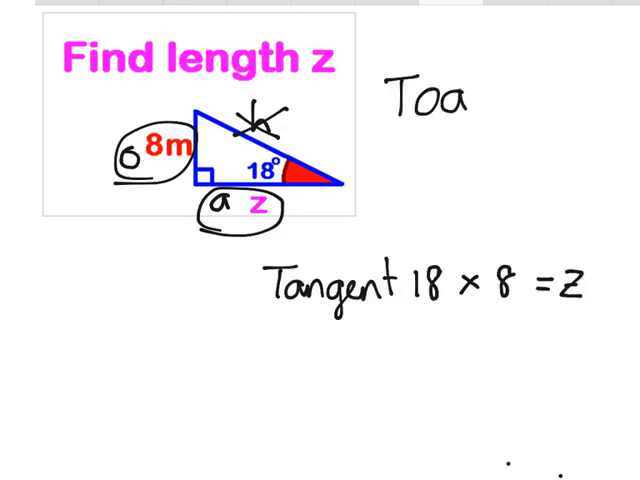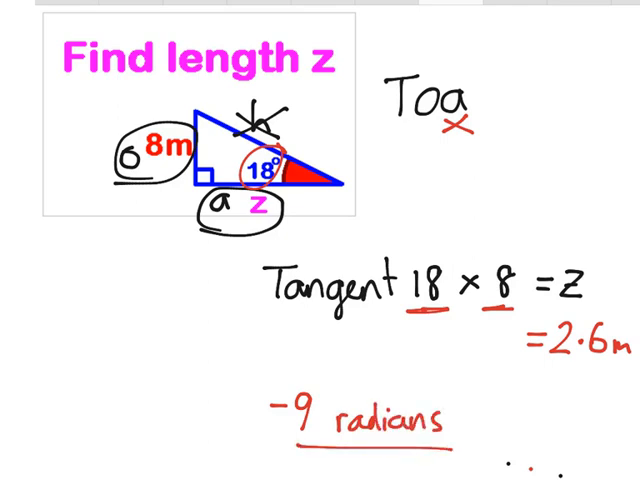Always take the tangent of the angle and times it by the adjacent side, the last letter, to get your answer. If you got an answer of -9, that's because your calculator is in radians. You need your calculator in degrees first.